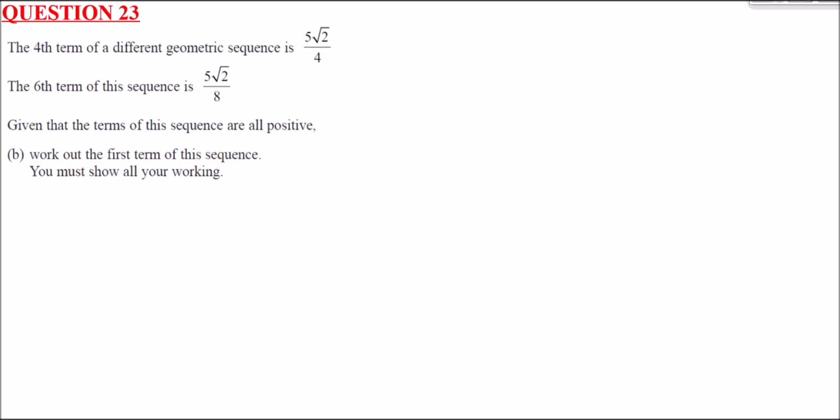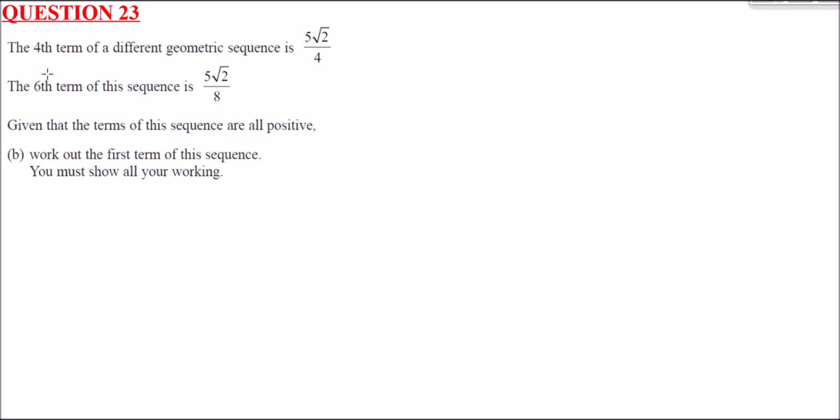Question 23, part B, we're told that the fourth term of a different geometric sequence is 5 root 2 over 4, and that the sixth term of this same but different geometric sequence is 5 root 2 over 8. And we're told now that all the terms of this sequence are positive. Work out what the first term of this sequence would be, showing all working steps.